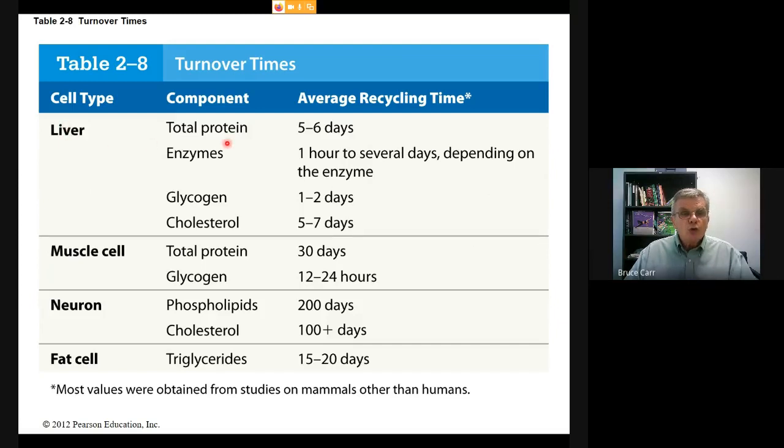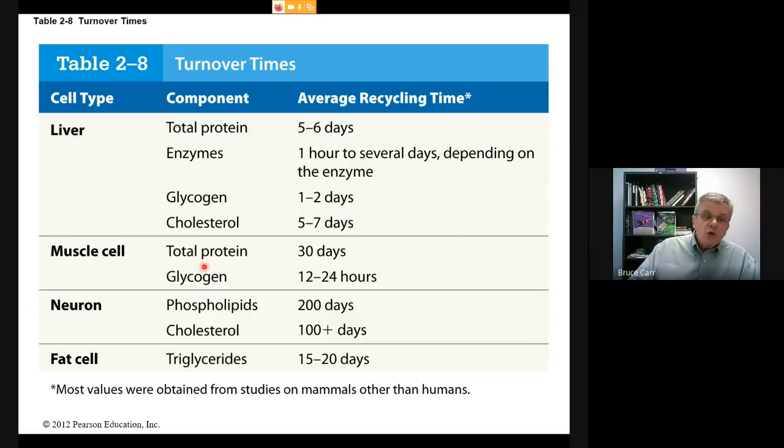Now, if we look at turnover times, we make this real. In the liver, the total protein in the liver is turned over every week. So within a week, all the protein that's in your liver right now will be broken down and replaced by newly synthesized proteins. Enzymes are much more labile, may last only an hour or a few days. The glycogen, which is stored glucose, and the cholesterol is constantly being torn out and renewed.